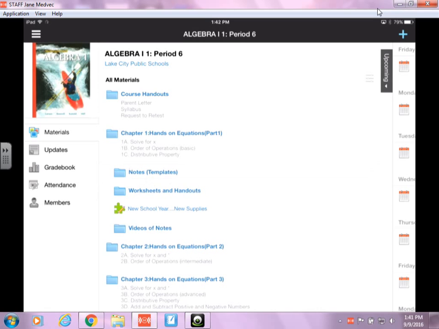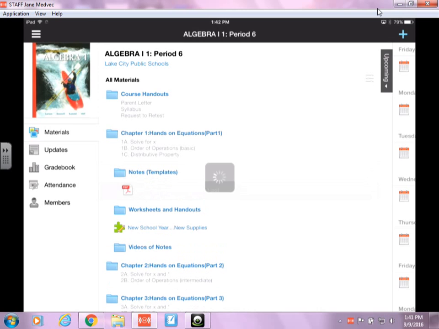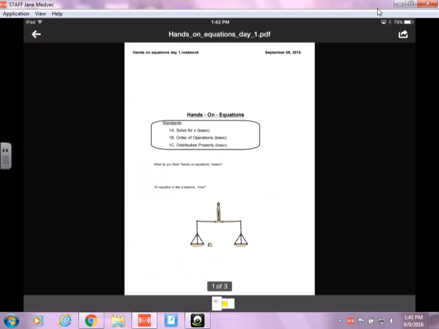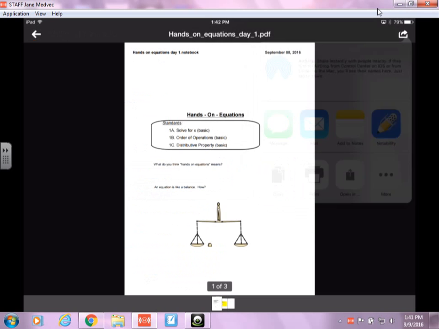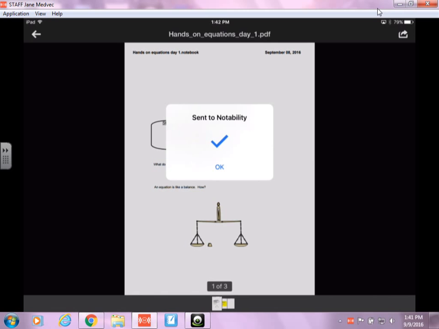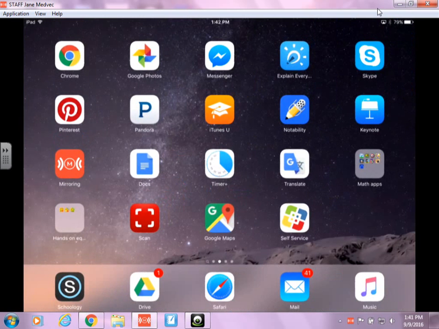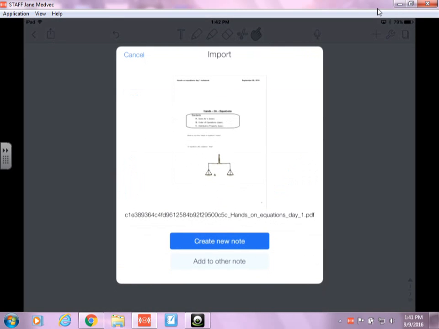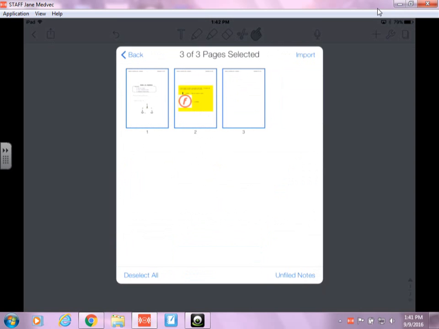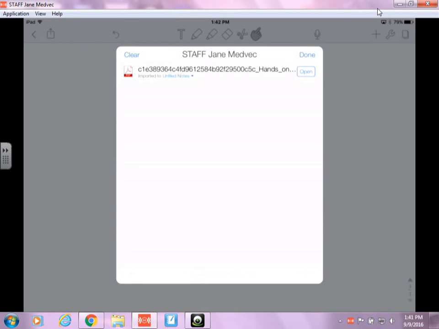So I'm going to go into notes. I'm going to go into Hands-On Equations. I'm going to take this from Schoology and upload it into Notability. It says okay. And then I'm going to go into my Notability, and the notes should appear. Import them, and I'm going to open them.